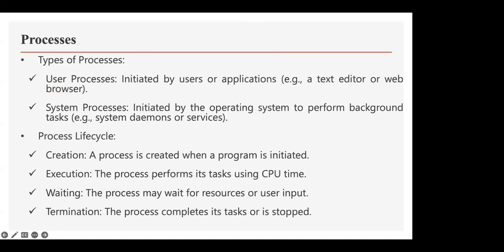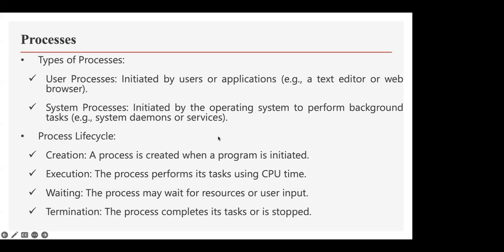So what are the types of processes? We have two types: user processes and system processes. Examples of user processes include the text editor, the web browser, and many other user applications that you could have launched. But we also have system processes. These are processes initiated by the operating system to perform background tasks, including system daemons or services.